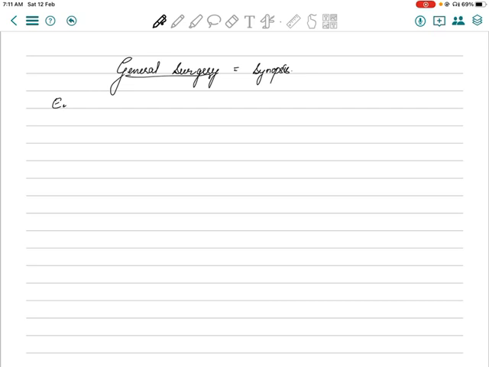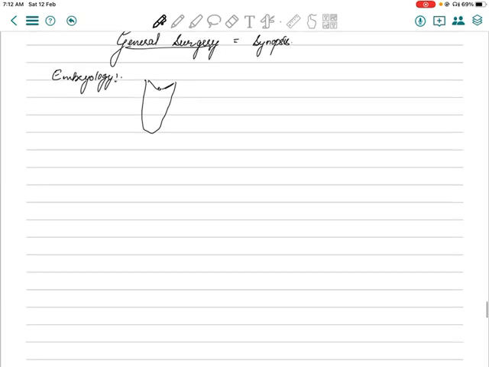Starting with the embryology, the thyroid gland is developed as a median thickening. So this is our tongue, and this is the foramen cecum. It's a remnant, and basically the thyroid starts as a median thickening like this, and then it travels down and forms the thyroid gland. So it's endoderm in origin.